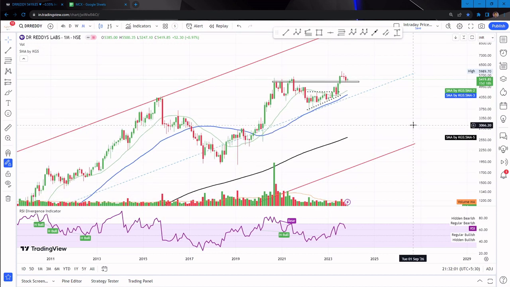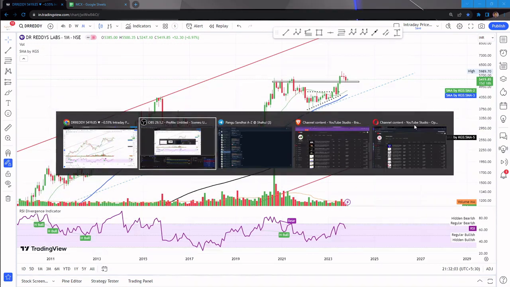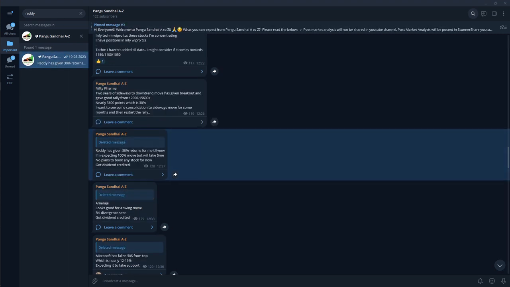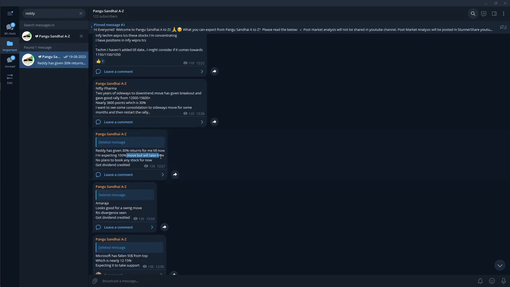As I mentioned clearly, in a lot of videos and a lot of posts in the channel, I've been clearly stating what is the reason for Reddy. Reddy has given 30%. I'm expecting a 100% move, but it will take time. No plans to book any stock for now.